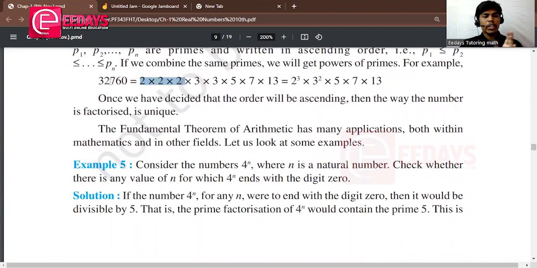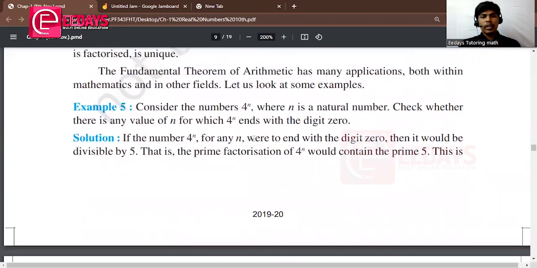So here, for example, 32760. After drawing the tree structure as you did in the previous example, you'll get the product of prime factors like this: 2 cube into 3 square into 5 into 7 into 13. Okay. So now you just write in ascending order. The order will be ascending order, I mean, 2 then 3, 3 then 5, 5 then 7, like this. You can arrange it like in the factorization method.